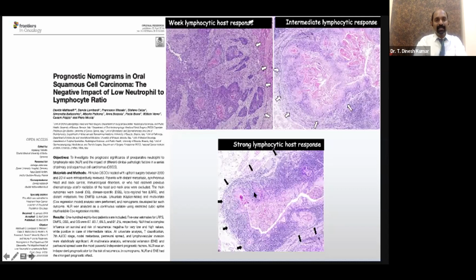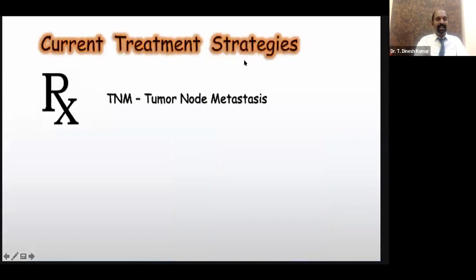So you can see three different histological pictures here. This is the tumor, and you can see there is a strong lymphocytic response around it, which can actually kill some of the tumor. And this is the tumor which has an intermediate lymphocytic response, and this is the tumor which has a very weak lymphocytic response. Okay, so coming on to the treatment strategy.